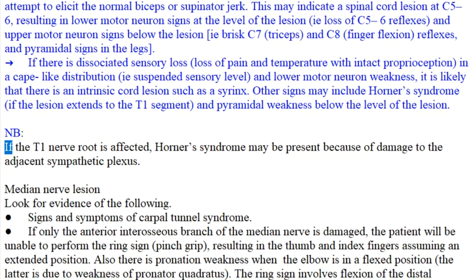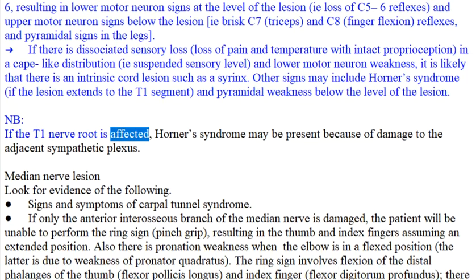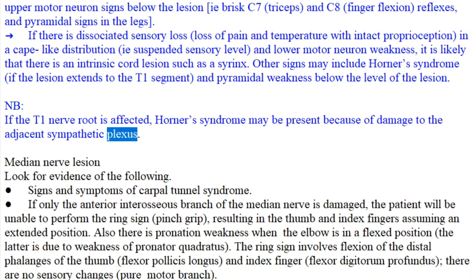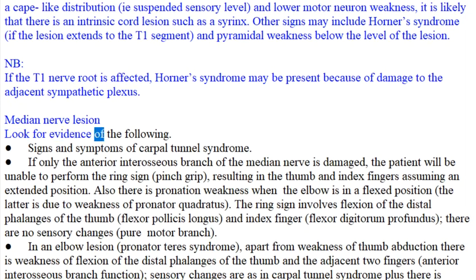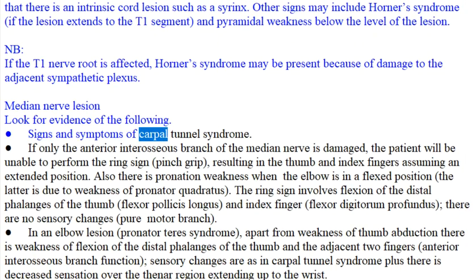NB. If the T1 nerve root is affected, Horner's syndrome may be present because of damage to the adjacent sympathetic plexus. Median nerve lesion. Look for evidence of the following. Signs and symptoms of carpal tunnel syndrome.